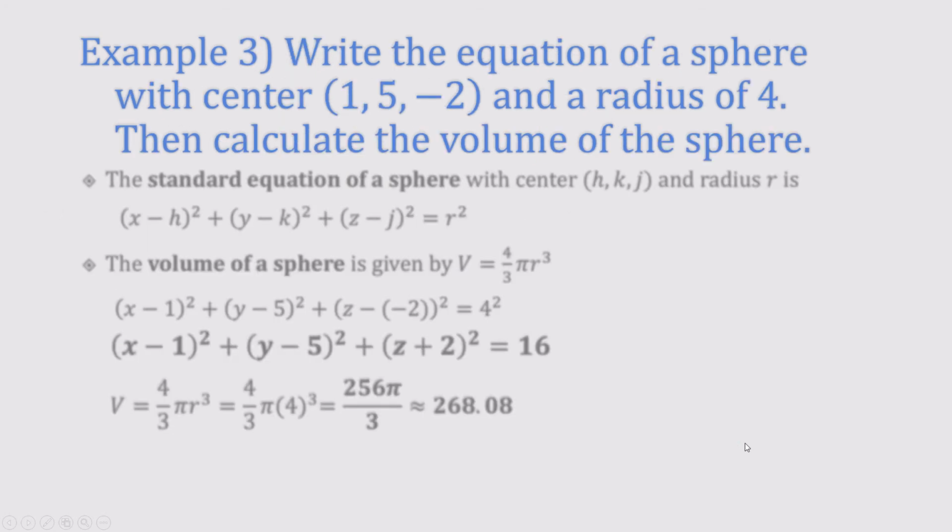All right, next up, we're going to write the equation of a sphere with the center at (1, 5, -2) and a radius of 4. And then we're going to calculate the volume of the sphere.